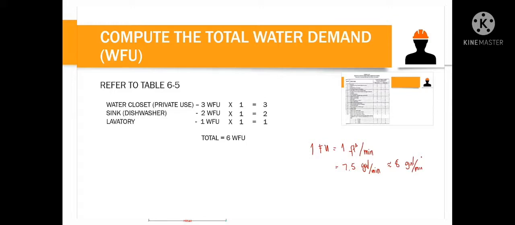Now, we know that a water fixture unit is equivalent to 1 cubic foot per minute. So we multiply it by 8, since we can use 8 gallons per minute instead. So 6 times 8, we have 48 gallons per minute as the water demand for our residential building. Okay? So this is how you are going to compute for the water demand. You just count the number of fixtures, then multiply each fixture by its equivalent water supply fixture unit.